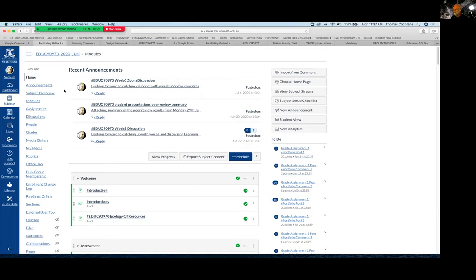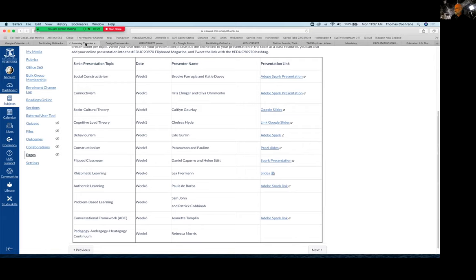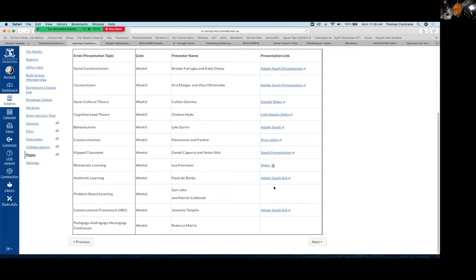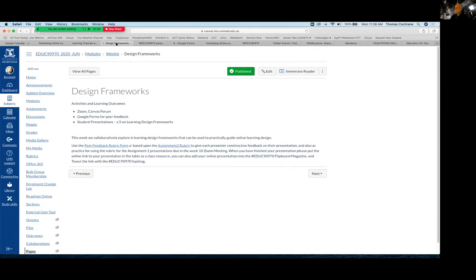Anyway, so we're looking at learning theories. These are the presentation topics we've got for this week. You can see there's a few people posting their links, which is great. Just to remind you that in the module for this week, week six, there is the peer review feedback form.